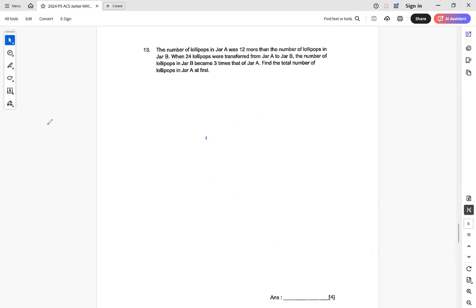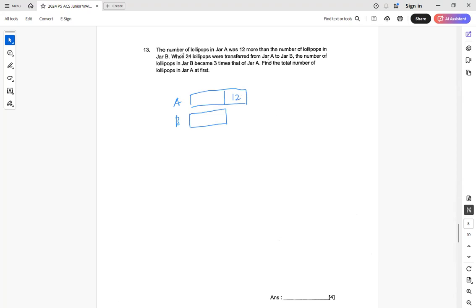So for this question, they gave us the beginning comparison: jar A is 12 more than jar B. When the comparison is more than, less than, or like twice, thrice, always just draw the model. So jar A is more than jar B, right? How many more? It will be 12 more. Let me just draw it like that.